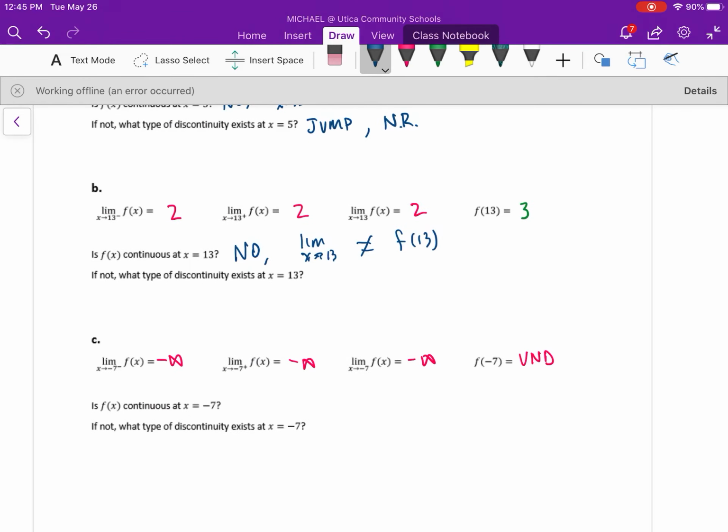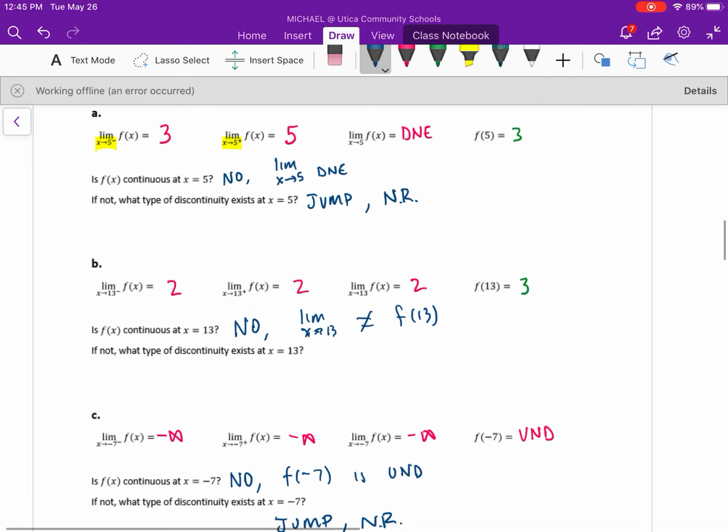So therefore, is it continuous? Again, the answer is no, and this time because f of -7 is undefined. And what type of discontinuity is that? That is a jump discontinuity or a non-removable.